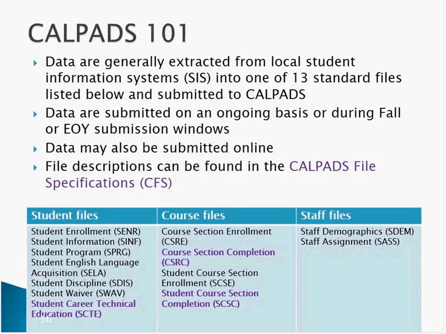The data that's submitted to CALPADS comes in different files. There are student files, course files, and staff files. The main files that relate to CTE are the student files, the one called the Student Career Tech Ed file, and the course files, the course section completion file and the student course section completion file. I will talk about those in more detail.